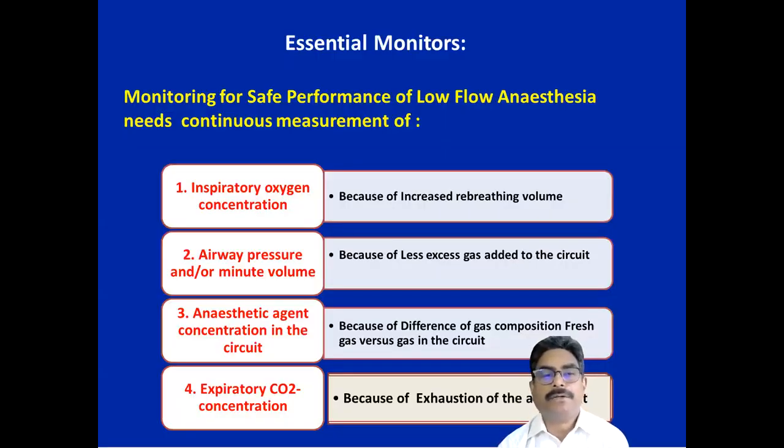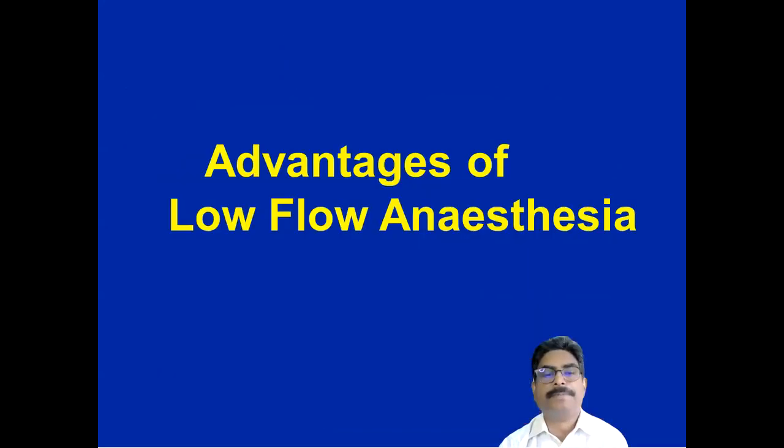I already told you, you have to set the inspiratory oxygen concentration 30%, airway pressure of 5 centimeter of water, and anesthetic gas concentration in the circuit. There should be an alarm, and also the expired carbon dioxide concentration, because the soda lime is quickly exhausted in case of a low flow anesthesia. So the expired carbon dioxide concentration should be closely monitored.